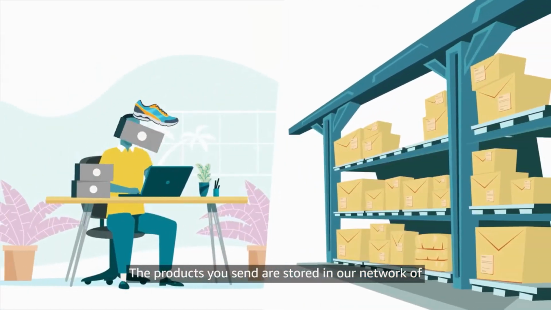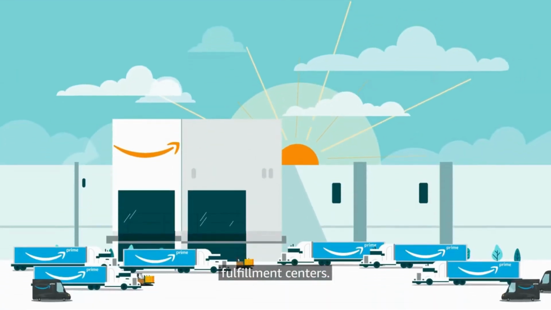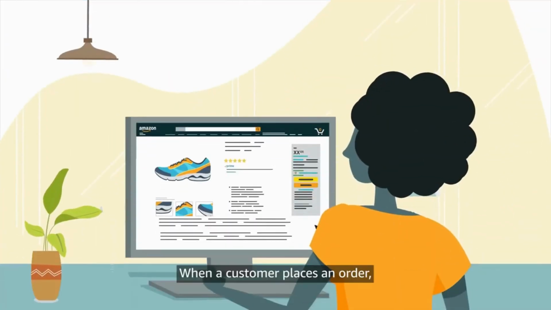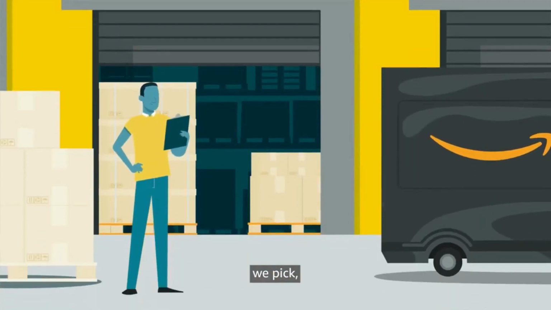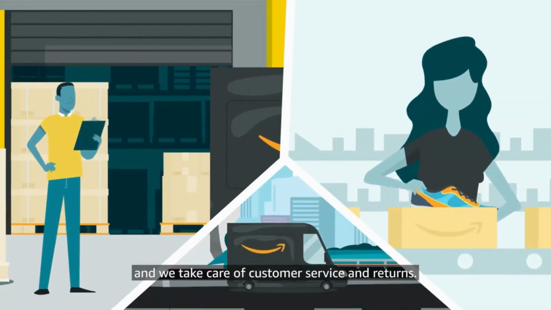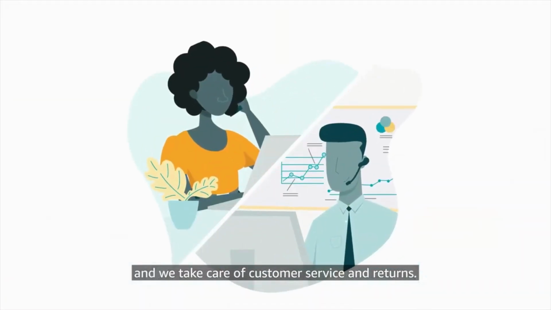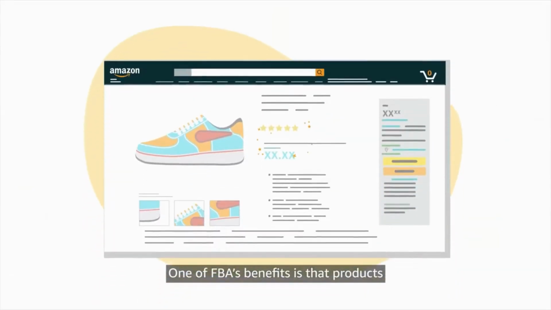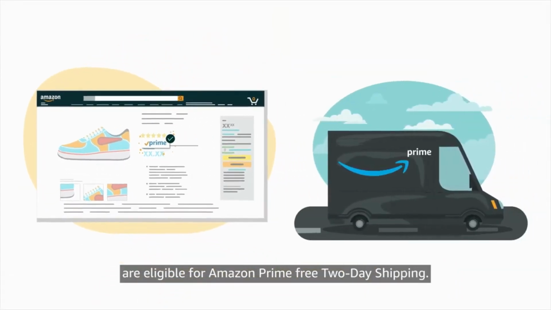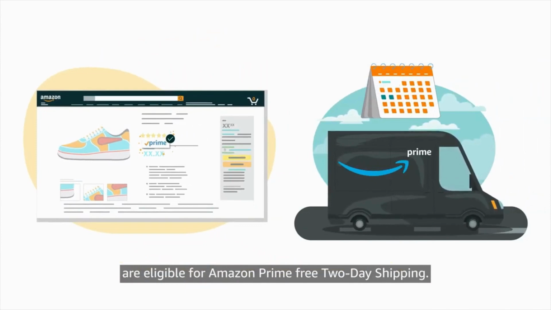Fulfillment by Amazon, or FBA, lets sellers send products to Amazon for processing. The products you send are stored in our network of fulfillment centers. When a customer places an order, we pick, pack, and ship it, and we take care of customer service and returns. One of FBA's benefits is that products are eligible for Amazon Prime free 2-day shipping.